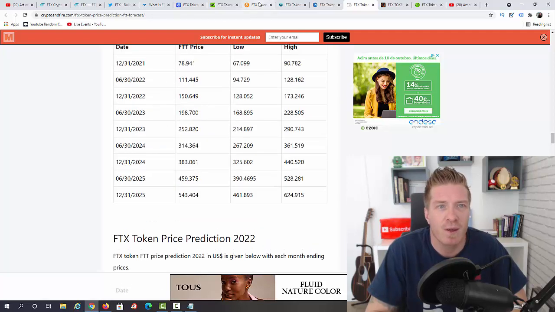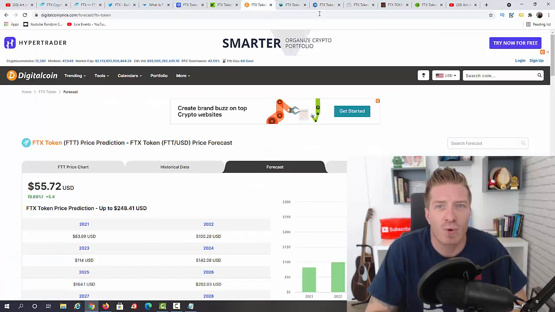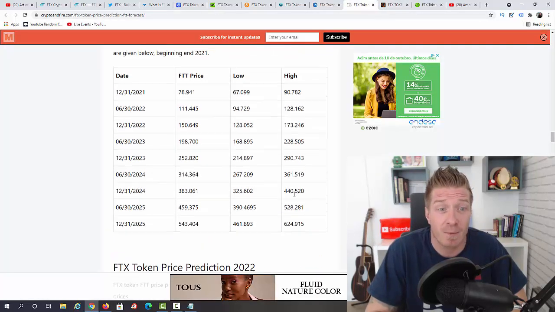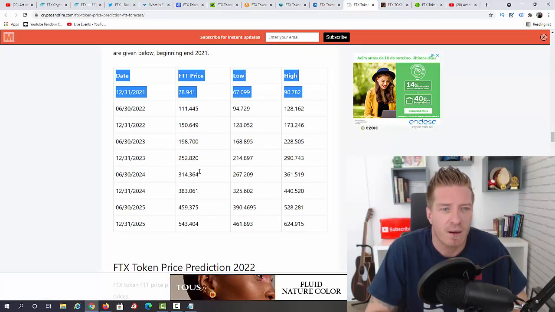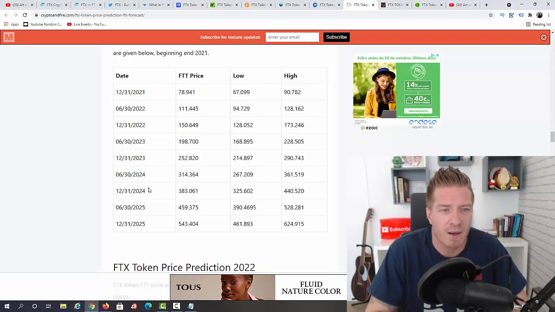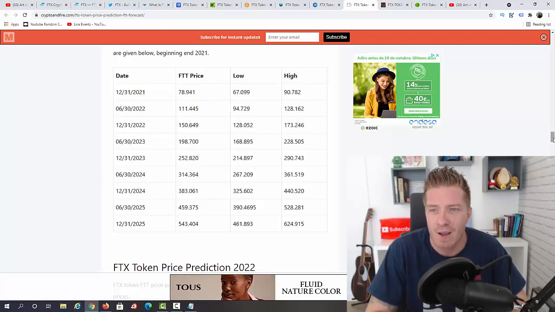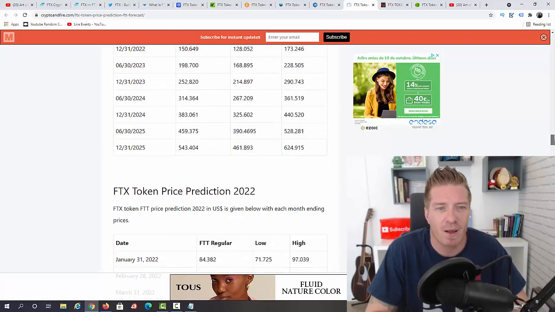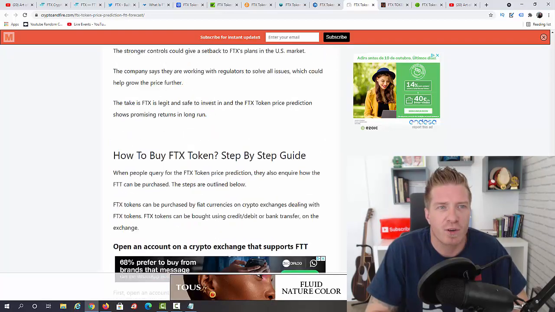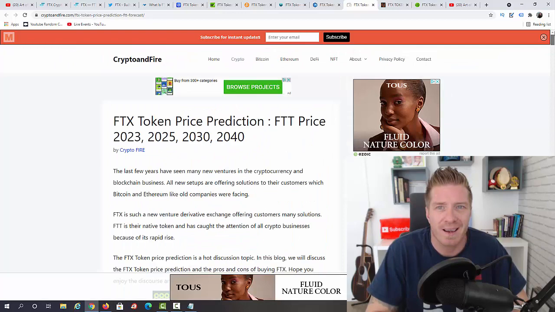Again, the same as with this website, Digital Coin Price. I think that the thing that they're missing is that we will have more peaks and valleys. So definitely a peak right here, and then another peak right here, but then between we will have some valleys, so it will not just go steadily up like this. They have some more predictions, so if you want to check it out, go to cryptoandfire.com.